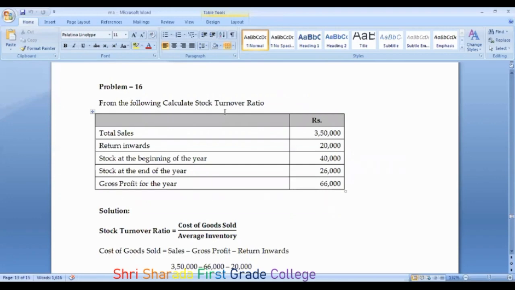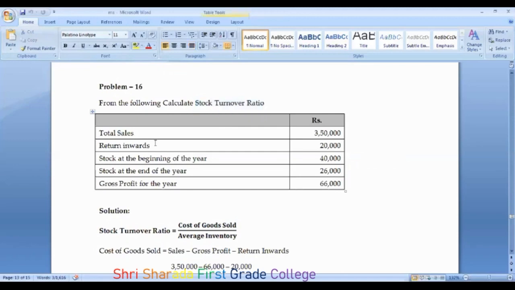Whenever there is a stock turnover ratio, it considers only two pieces of information. One is the cost of goods sold. What is cost of goods sold? Cost of goods sold includes all the direct costs, and any purchases or sales returns will be deducted. So see the information given here. It also considers the average inventory. Average inventory means opening stock plus closing stock, divided by 2.